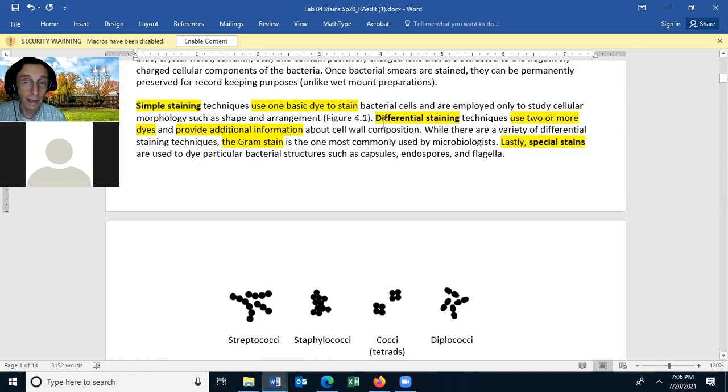A differential stain usually uses 2 or more dyes and then provides you additional information about the cell. So in the simple stain, all cells will be stained the same color. In a differential stain, you'll see differences between different cells, and they can be stained a different color. And usually they are stained a different color. And then lastly, there's special stains. Their purpose is to stain special structures in the cells.